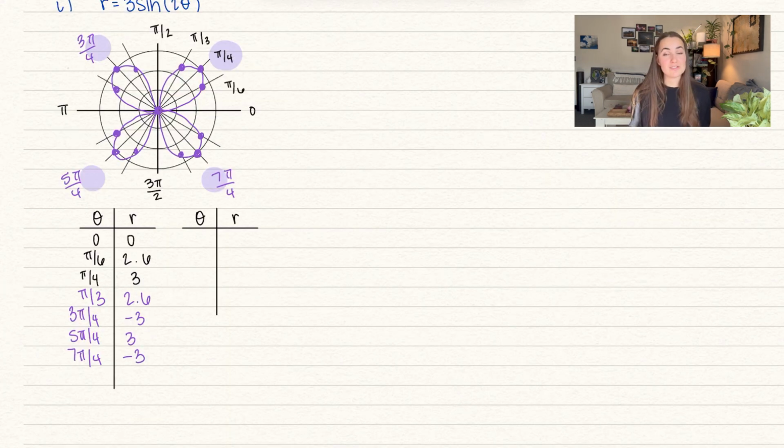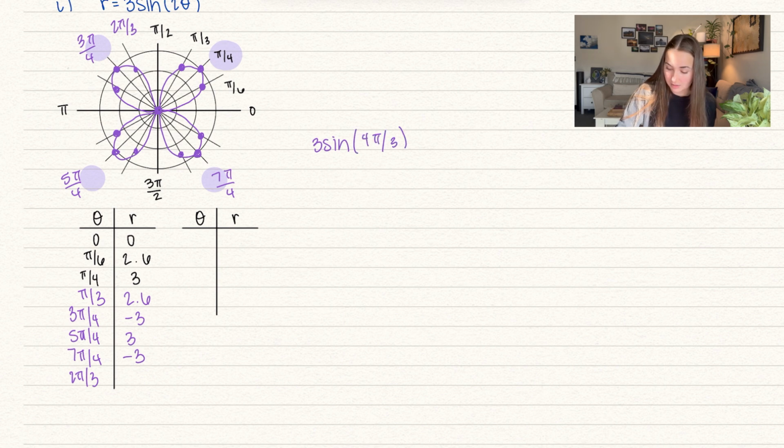Just to test that this is true, let's go ahead and plug in some other values. Another value that we could plug in that we didn't was this one right here, which is 2 pi over 3. Let's see what happens when we plug in 2 pi over 3. We end up with 3 sine, and that's going to be 4 pi over 3 because we multiply it by 2. So 4 pi over 3 is going to be in this quadrant, right?